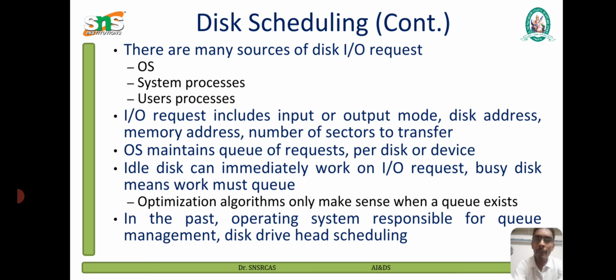Generally, the operating system maintains a queue of requests, also termed a pool of requests, per disk or per device. An idle disk can immediately work on an input output request. For a busy disk, the work must be queued. There are certain optimization algorithms which only make sense when a queue exists. In the past, operating systems were responsible for queue management and disk drive head scheduling.